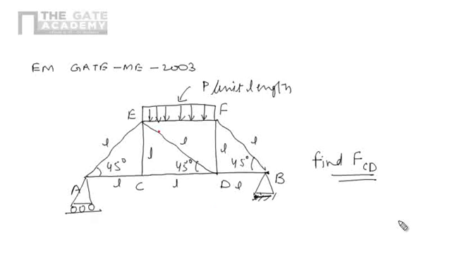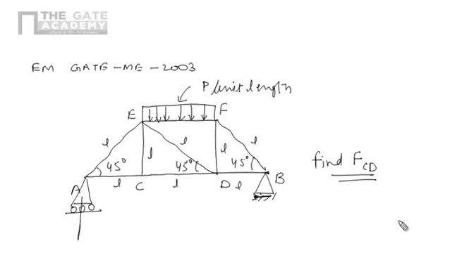And the load here is only on EF, that is a uniformly distributed load, and the intensity is P per unit length. And now we are interested in the force in member CD. So now, let's first find the reaction at the supports.